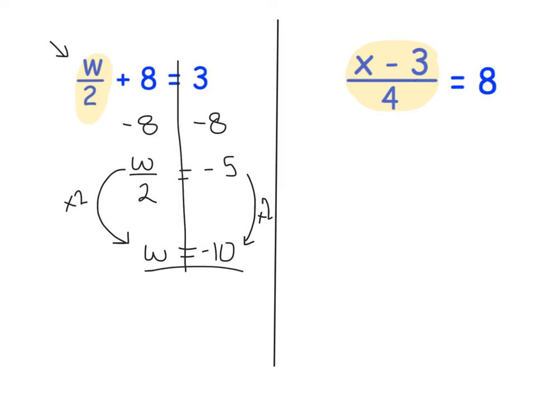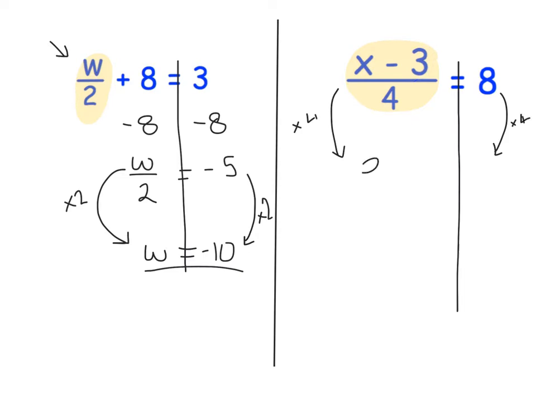So now let's have a look at this second equation. So put my line down for balance method. Say it out loud. X take away 3 divided by 4. So the last thing that I did was divide by 4. So the first thing I'm going to do is undo that divide by 4 by doing my inverse operations, and I'm going to times by 4.